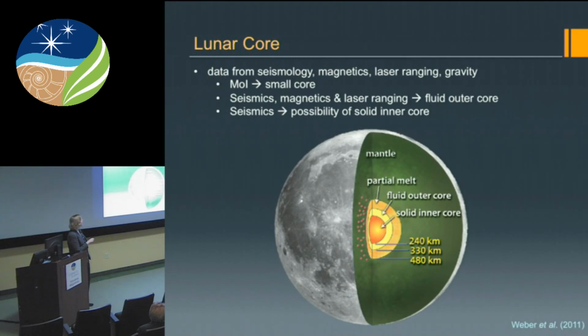From seismics and magnetics and laser ranging, we know that there's a fluid region in the core, okay? And seismics recently, in a paper by Weber and colleagues in 2011, suggested that there's also possibly a solid inner core, okay? So we know we have the right ingredients for a dynamo in the sense that there is a fluid outer core, and there might even be a solid inner core today. Who knows in the past, okay? So that's the scenario we're working with. Also notice that the lunar core is small. The radius of the core mantle boundary here is about 330 kilometers in their model from the seismic data.